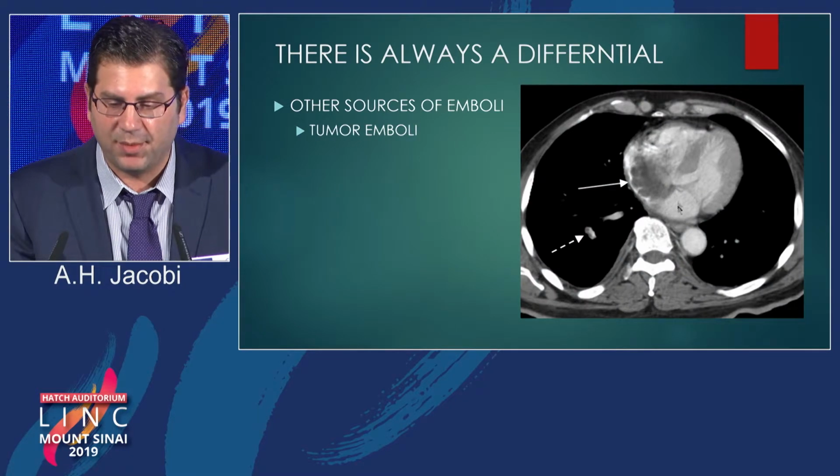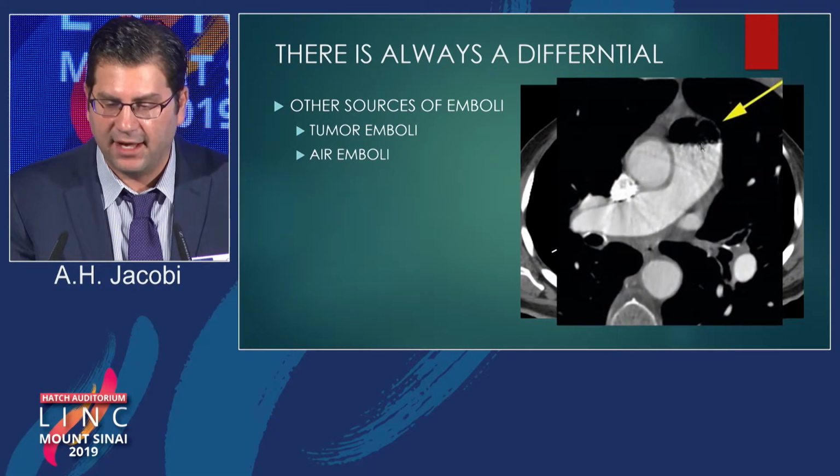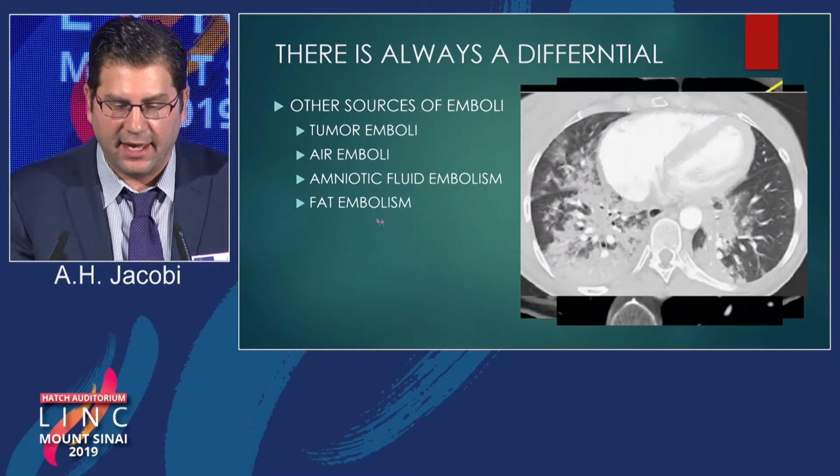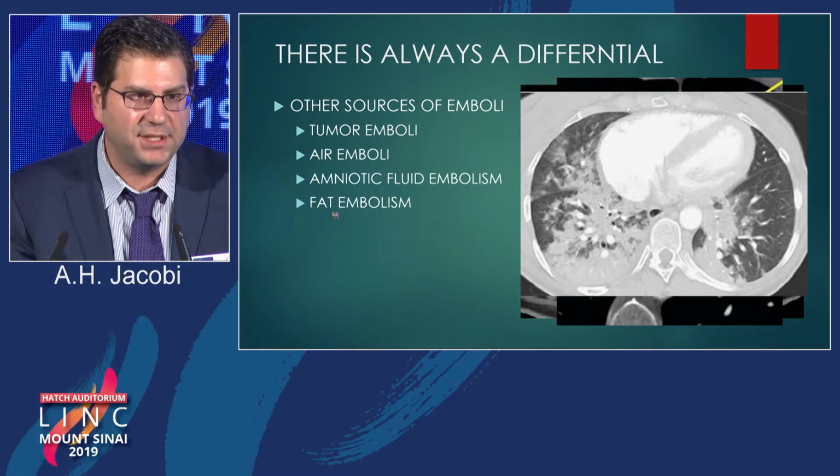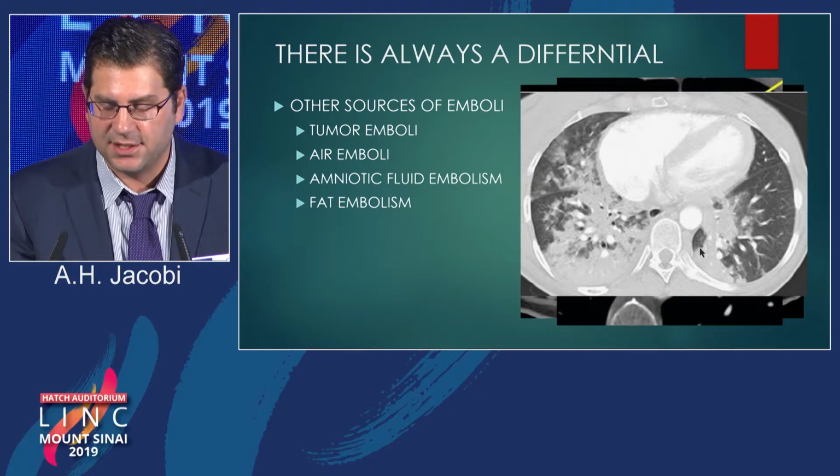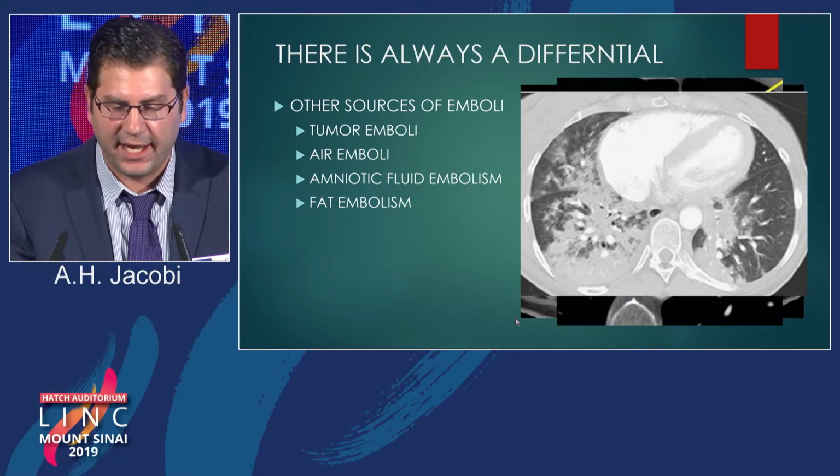So you can have tumor emboli. This is a right atrial myxoma that embolized into the lung. You can have air emboli, and you can have amniotic fluid and fat emboli, which you tend not to see in the vessels themselves, but you just see the repercussions in the lung, which tend to be an ARDS type picture.